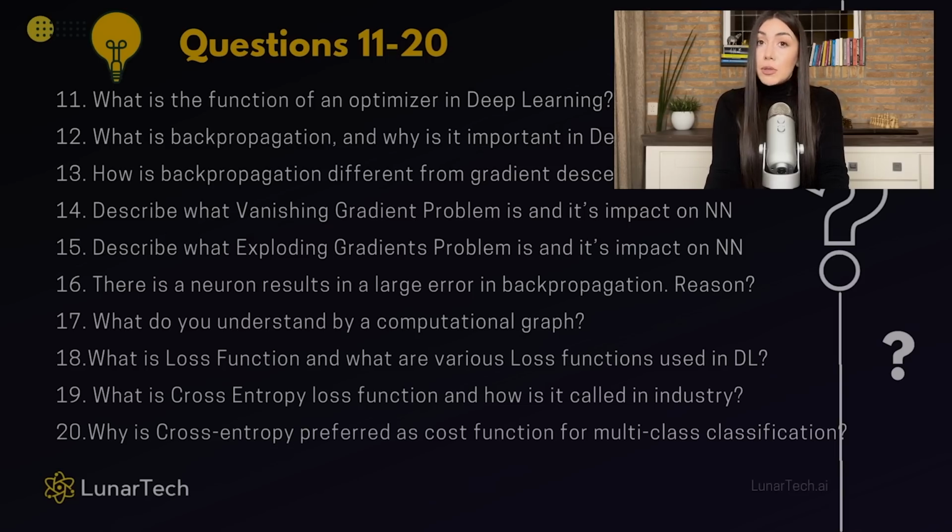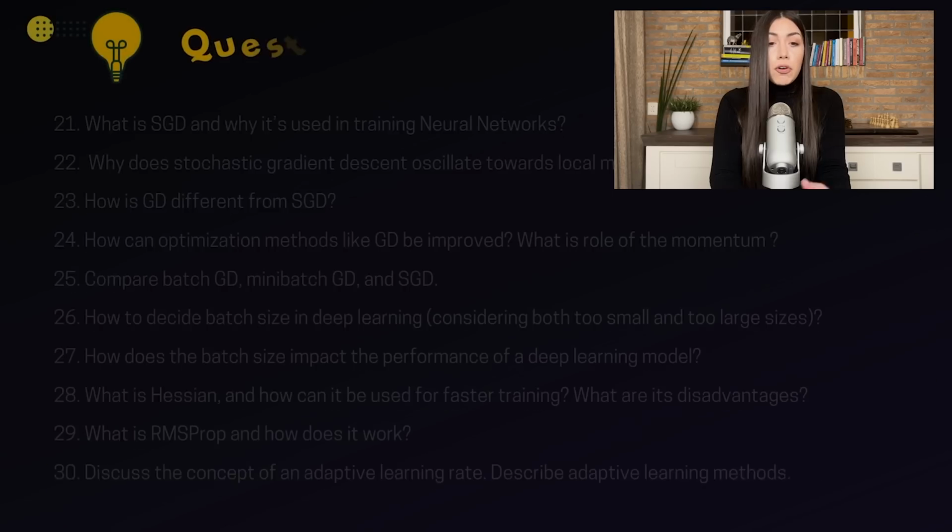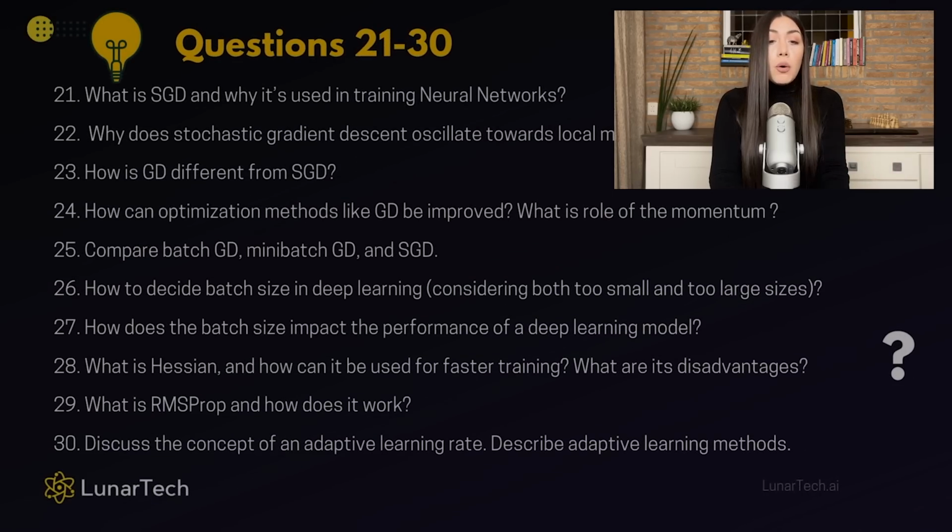What is the difference between them? What is the function of batch size? Another very popular question you can expect. We are also going to cover the idea of Hessian, how Hessian is being used as part of different optimization algorithms. Also, what is RMSProp and what is the infamous Adam algorithm.